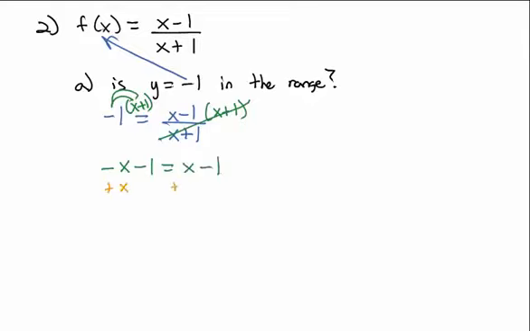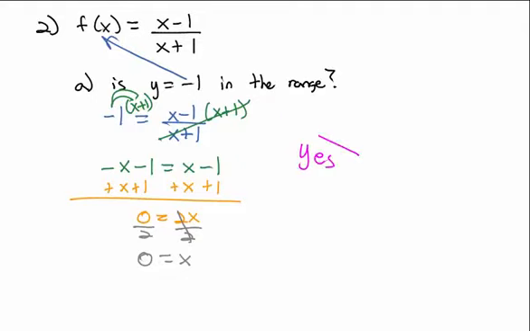Adding x to both sides, getting all the variables on one side. Adding 1 to the other side gives us 0 equals 2x. Don't panic when you see 0. Just keep going. Divide by 2, and x equals 0. 0 is a valid solution. So we say yes, y equals negative 1 is in the range.